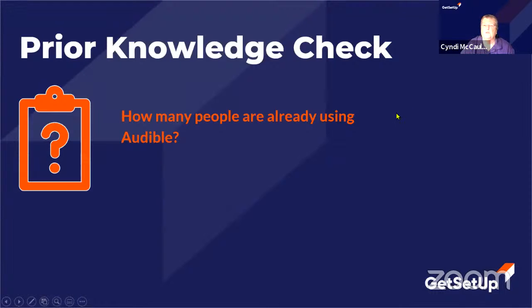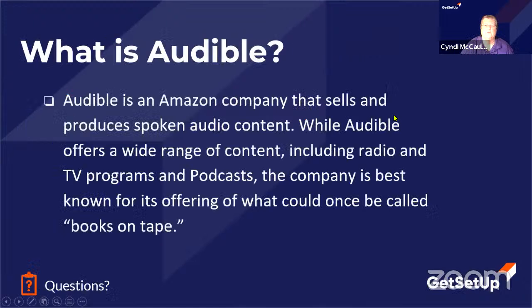So we did a prior knowledge check. I kind of know where everybody is with this. So a little bit here about what is Audible. Now, Audible is an Amazon company. It does not come with a Prime membership, though. If you're a Prime Amazon member, it does not include the Amazon Audible. Audible offers a wide range of content, including radio and TV programs, podcasts, books, and basically it's best known for its offering of what used to be called books on tape or books on CD or something like that. So it's basically the same thing.